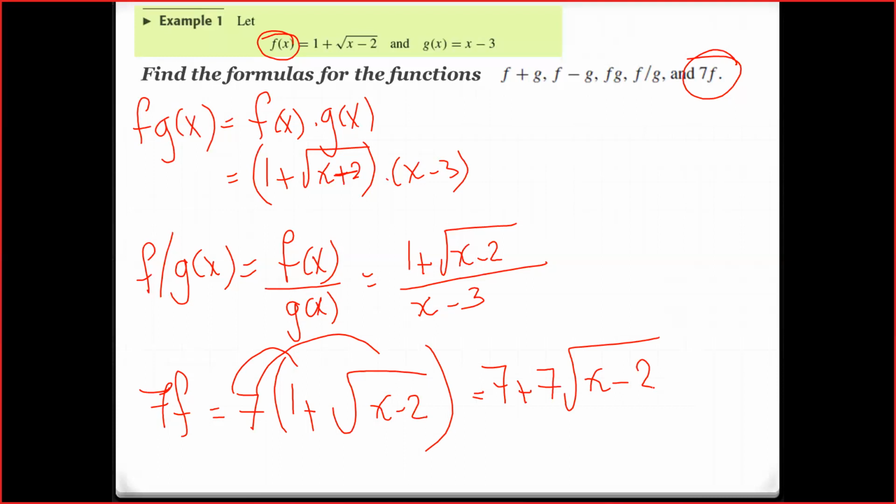Grade 11. May you repeat it, please? Which one? The last one. 7f? Yeah. Okay.